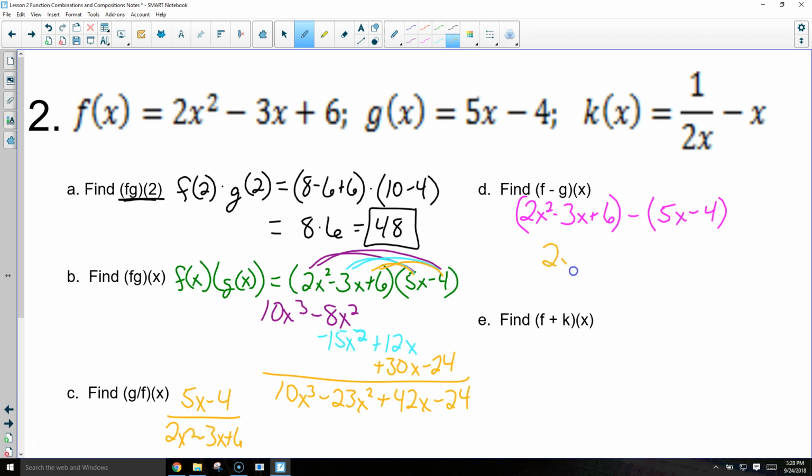So we would end up with 2x squared. Negative 3x minus 5x is negative 8x. And then 6 minus a negative 4 is 6 plus 4, which is 10. And then letter E, f plus k of x. So I'd take 2x squared minus 3x plus 6 and add 1 over 2x minus x.